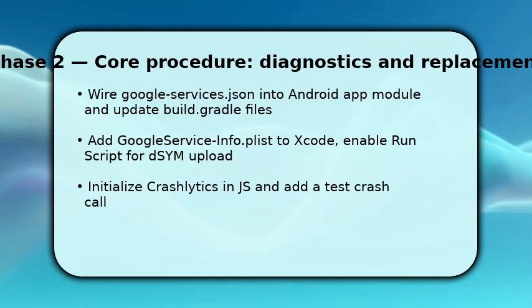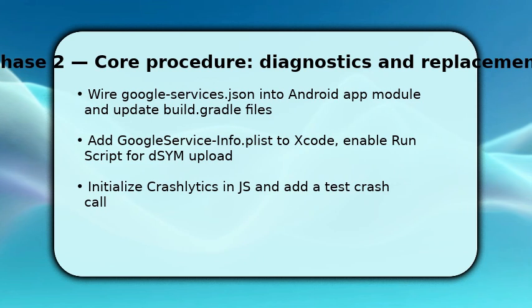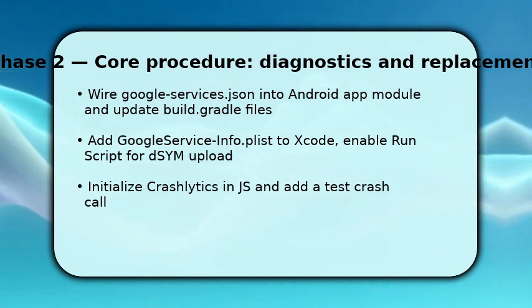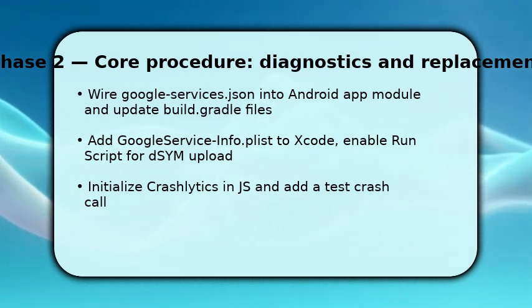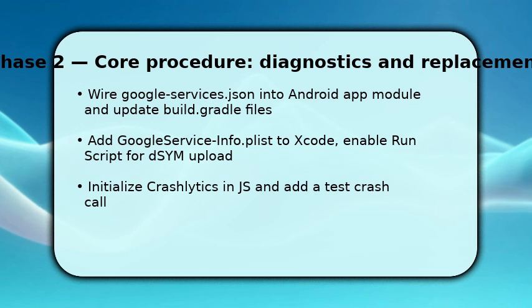Now you wire native layers. On Android, place google-services.json in app/ and apply the Google Services plugin and add the Crashlytics dependency to build.gradle files. On iOS, add GoogleService-Info.plist to the Runner target and add the Crashlytics run script phase to upload dSYMs.